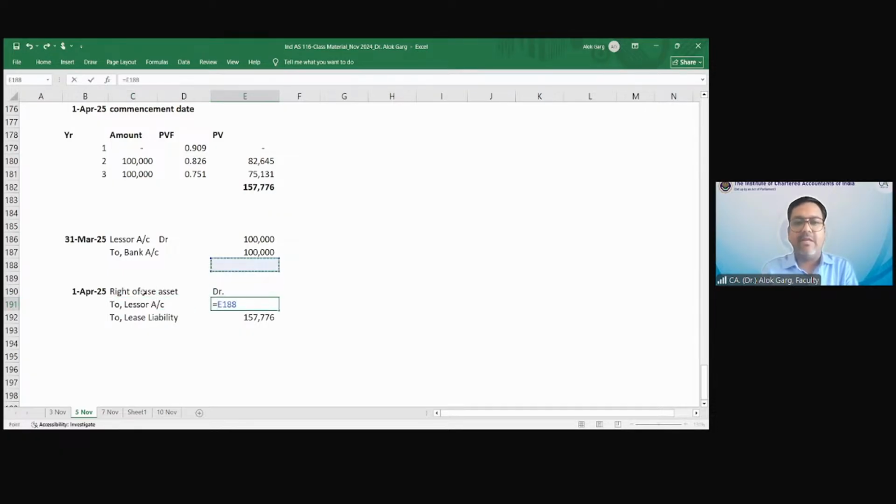Lessor account 1 lakh. So what is my right of use asset? This plus this. You understood? 2 lakh 50. So my right of use asset is equal to the present value of future lease payments plus any amount paid on or before the commencement date. If something was paid on or before the commencement date, its present value will be the same amount, right?